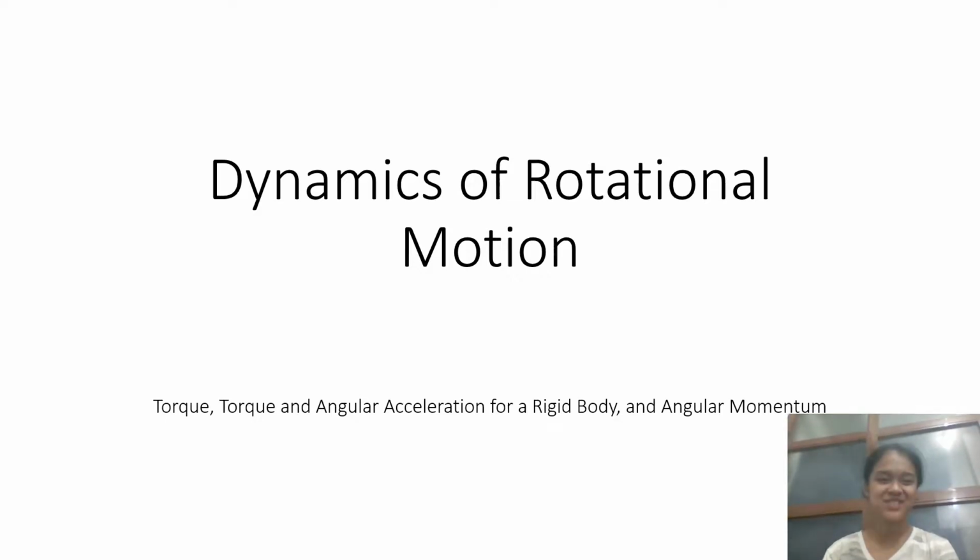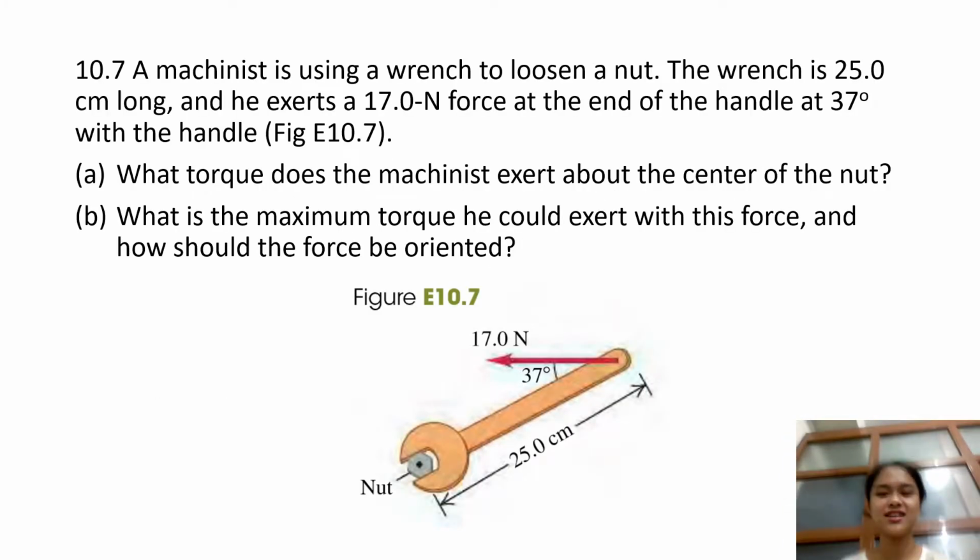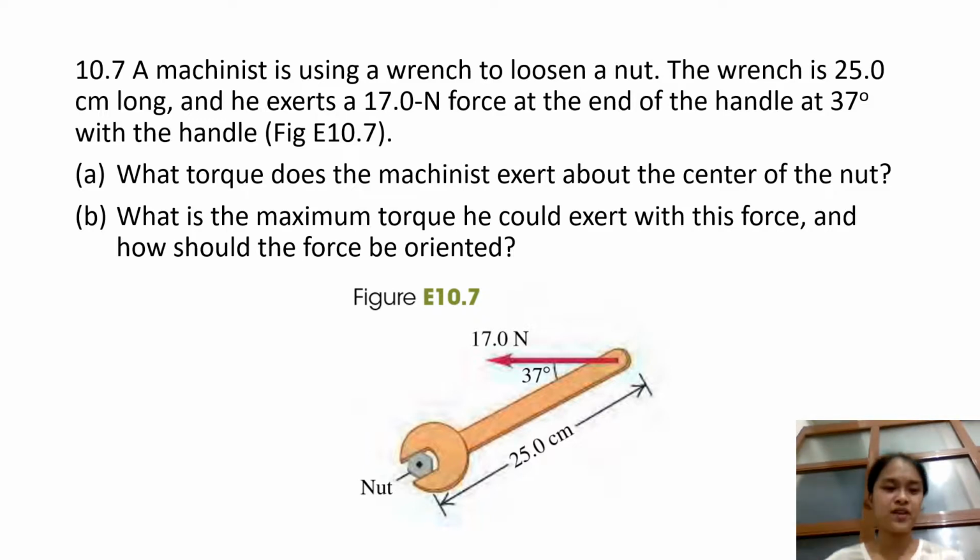So today we'll be discussing the dynamics of rotational motion, particularly torque and angular acceleration for a rigid body, and angular momentum. A machinist is using a wrench to loosen a knot. The wrench is 25 centimeters long and he exerts a 17 Newton force at the end of the handle at 37 degrees with the handle. So what torque does the machinist exert about the center of the knot?